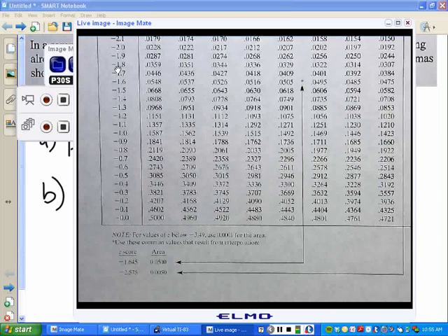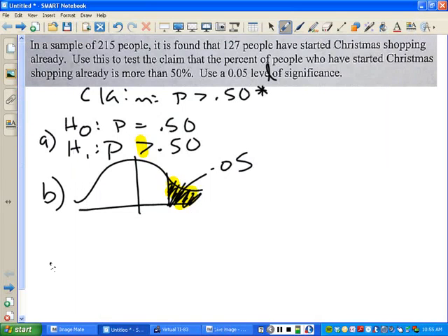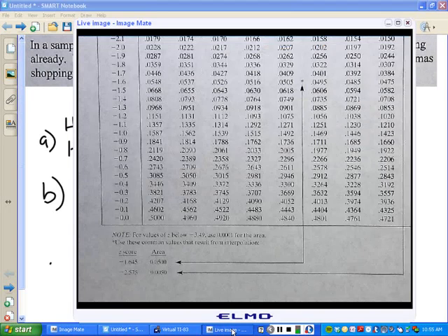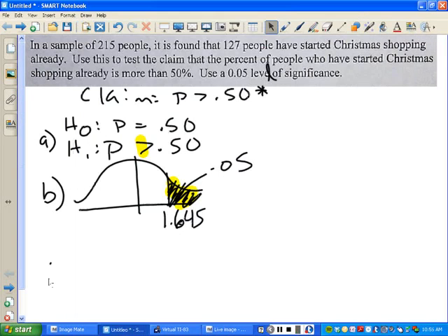1.645. So that's the value that we need to write down for B. A lot of people will say to me, but this was a negative 1.645. Why did you write it down as a positive 1.645? Because it's on the right-hand side. Right-hand sides get a positive number, left-hand sides get a negative number.